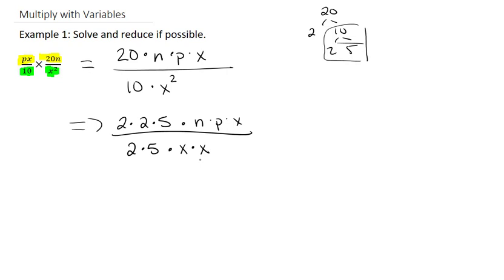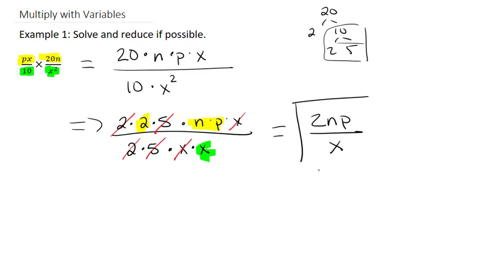Our next thing will be to remove common factors. So we can remove this 2 and this 2, this 5 and this 5, this x and this x. So now we're left with 2 and n and p, and then on the bottom we're left with an x. So when we multiply that out, we have 2np over just x. So this would be the solution to this problem.